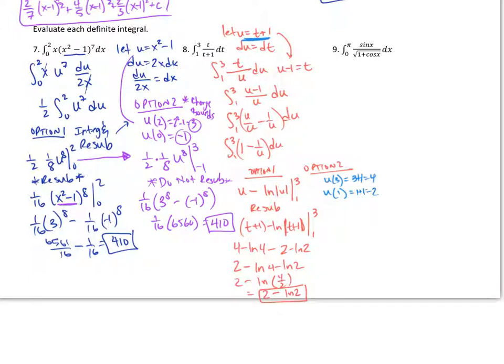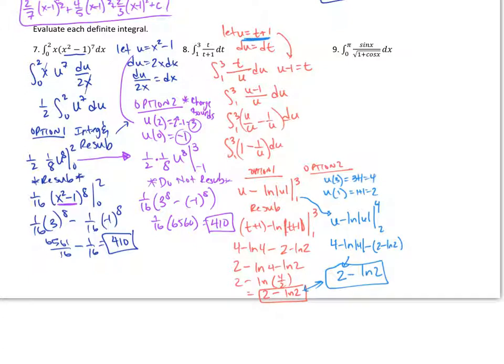So we could take it from this point, and we have u minus ln absolute value of u, change the bounds here, and then just plug that in. So you end up with 4 minus ln absolute value of 4 minus this 2 minus ln 2. And then you end up with 2 minus ln 2 when all is said and done. Same answer.